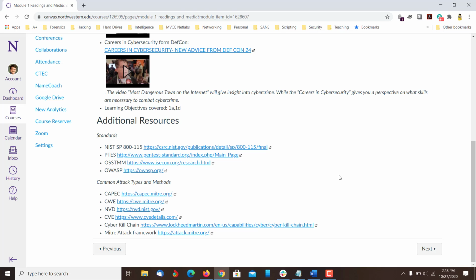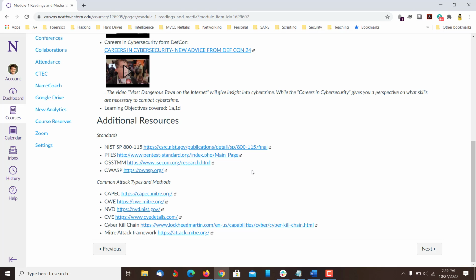So everything from NIST, which is the National Institute of Standards, to talk about how they view testing of their environments, to the penetration testing standard and how they have a methodology of how you go about testing. Also, there's an open source testing methodology along with OWASP, or the Open Web Application Security Project, to explain what are the different types of methodologies that can be used to do a security assessment of an environment.